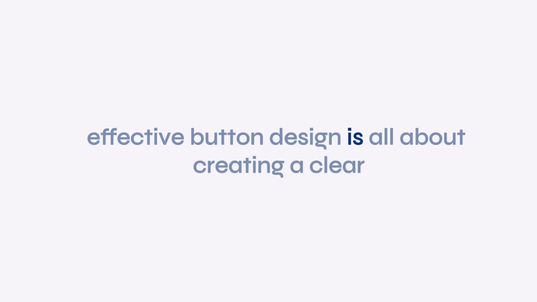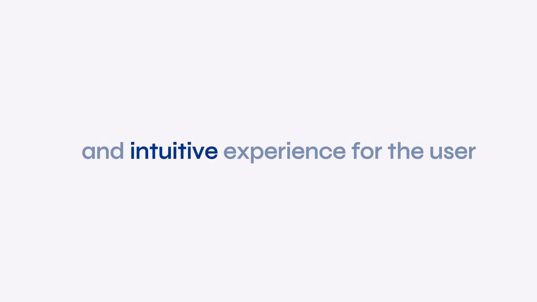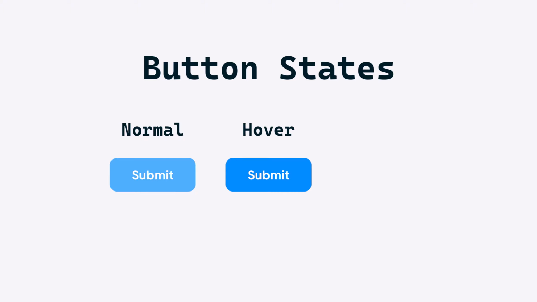Effective button design is all about creating a clear and intuitive experience for the user. One way to achieve this is by carefully considering the different states of a button. The most common states are normal. This is the default state of the button when it's not being interacted with. Hover. This state is triggered when the user hovers their cursor over the button. Active. This state is activated when the user clicks or taps on the button.